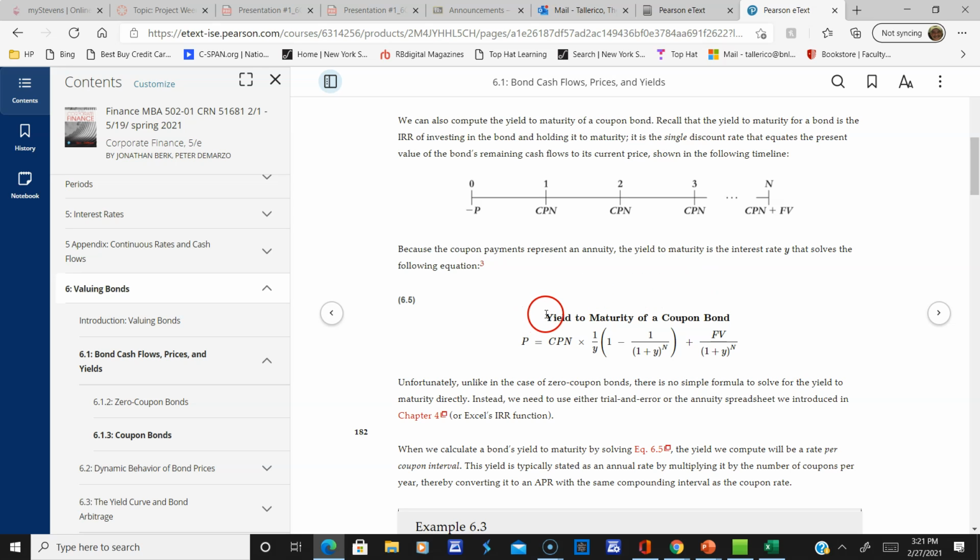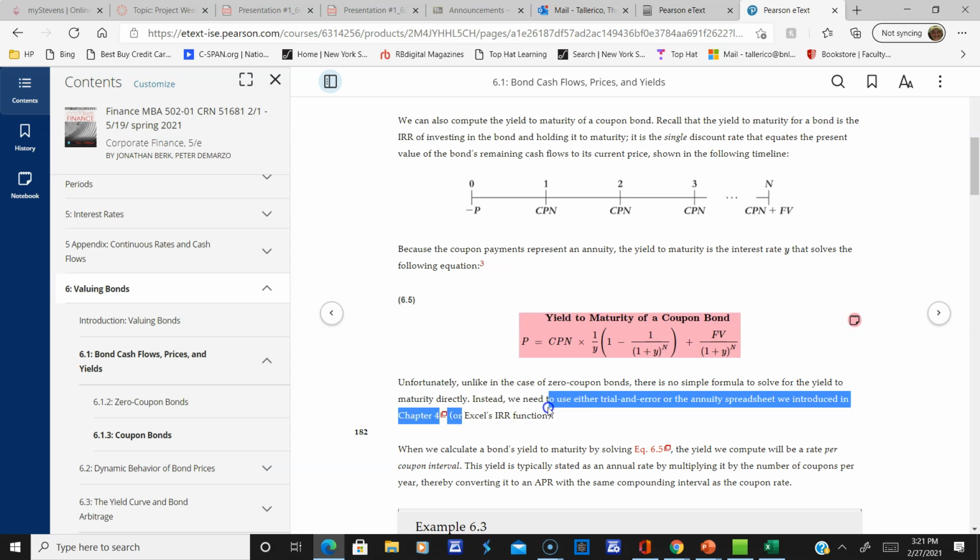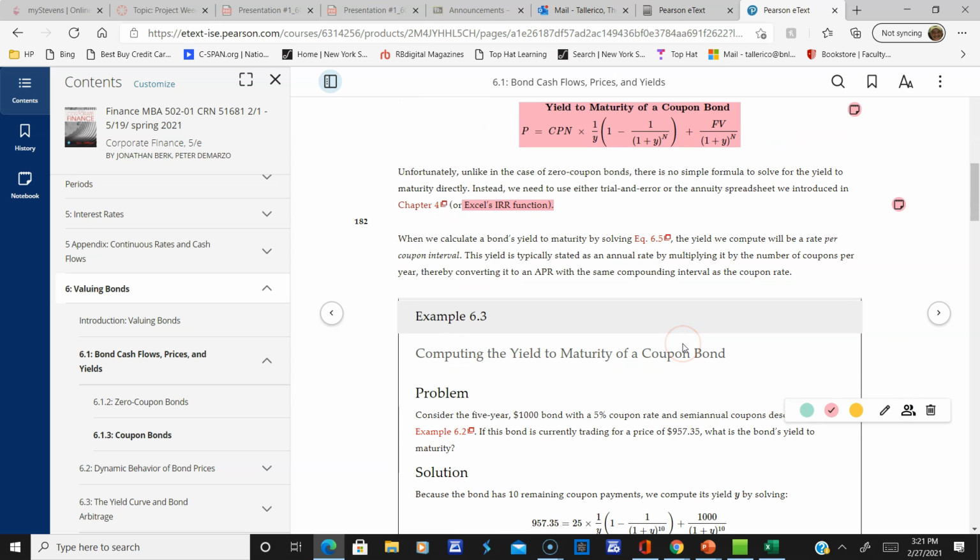Here's the yield to maturity of a regular coupon bond. This is what yield you're going to get, like a corporate bond. There's no simple formula to solve for the yield to maturity directly. Instead, we need to use trial and error, or, you know what we're going to say, we use Microsoft Excel. You can use Excel's internal rate of return function, or the rate function. There's a couple ways to get that, and we'll see if there are examples in here.